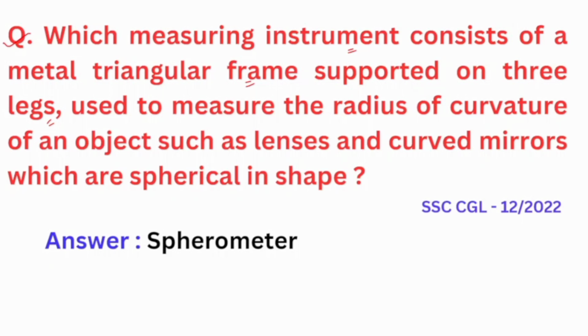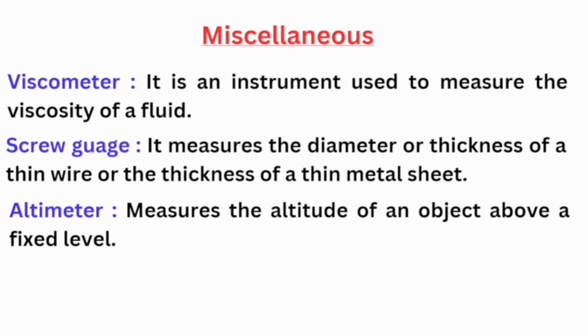Okay. So next is, which measuring instrument consists of a metal triangular frame supported on 3 legs used to measure the radius of curvature of an object, such as lenses and curved mirrors, which are spherical in shape? So the answer is spherometer. Spherometer is used to measure the radius of curvature of an object, such as lenses and curved mirrors. Okay. Next is, what is the use of viscometer, screw gauge and altimeter? Viscometer is an instrument used to measure the viscosity of a fluid. Screw gauge, it measures the diameter or thickness of thin wire or the thickness of a thin metal sheet. Altimeter, it measures the altitude of an object above fixed level.